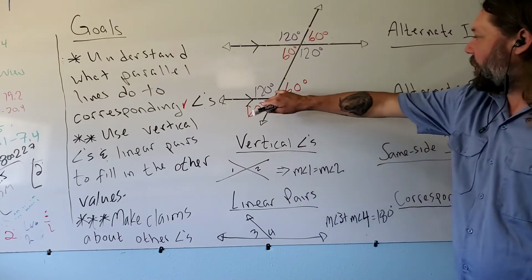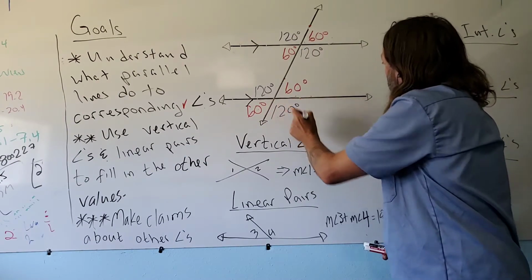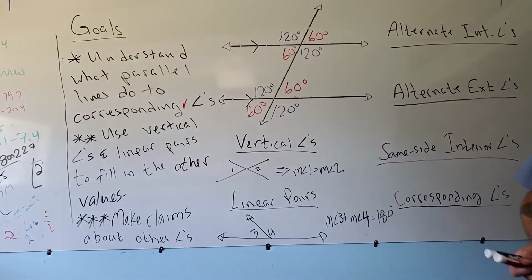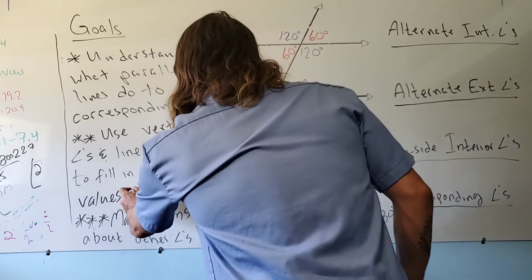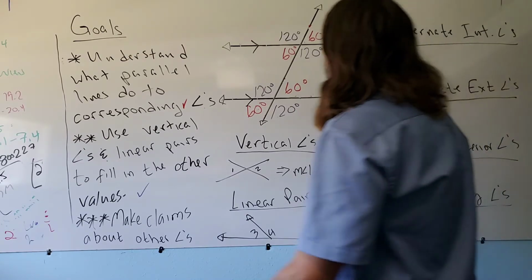And again, using the idea of vertical angles, this would be 120 degrees. Okay? So I used vertical angles and linear pairs to fill out the other values. So I'm going to check that goal off. Alright, so my last goal is to make claims about the other angles. And, you know, I'm missing a very important piece of vocabulary. All of these claims only happen when the lines are parallel.